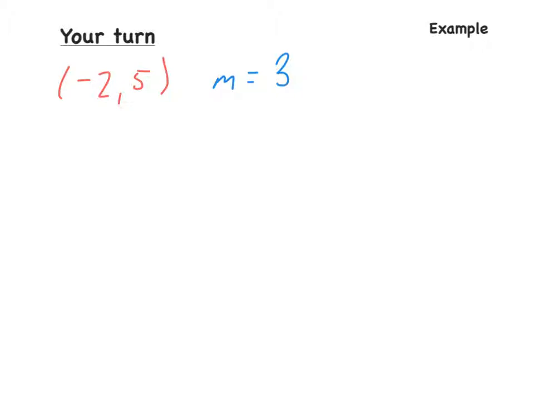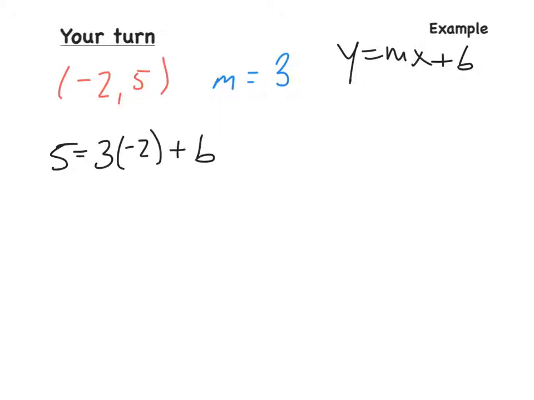Alright, so it looks like they've given us a point and slope. So remember, our equation is y equals mx plus b. So our y is 5. Our slope that they've given us is 3. The x that we're working with is -2, and we're trying to solve for b. Remember, you should have written down those two steps. So now what we do is solve from here.